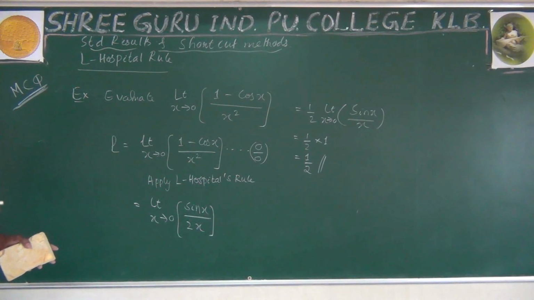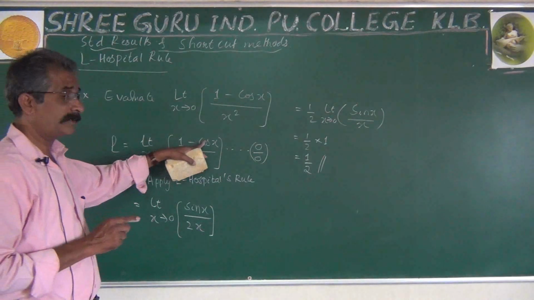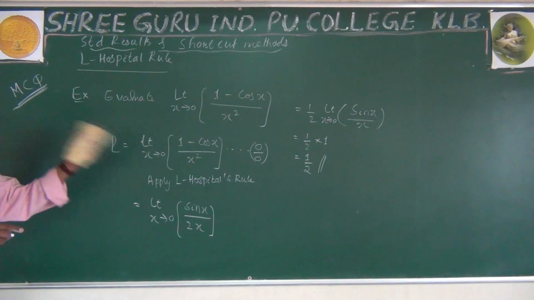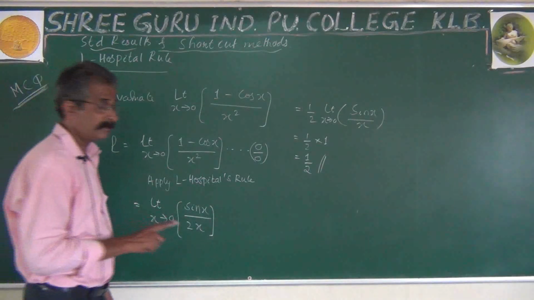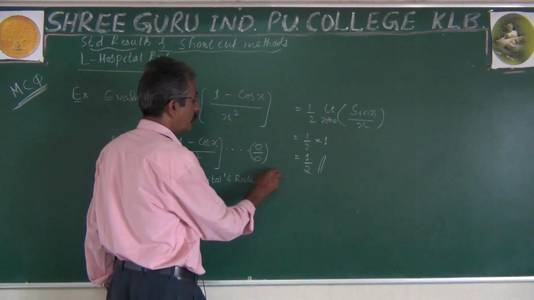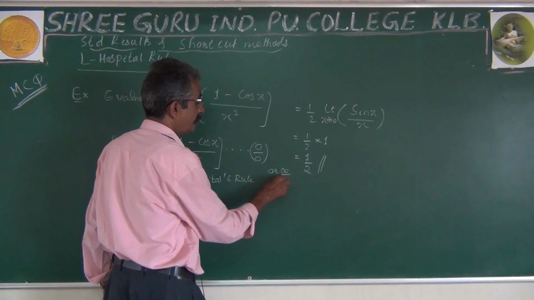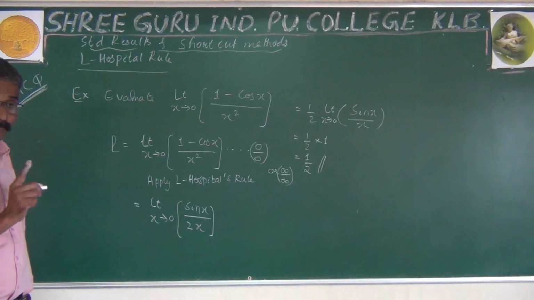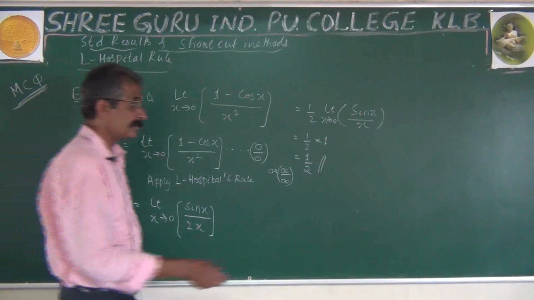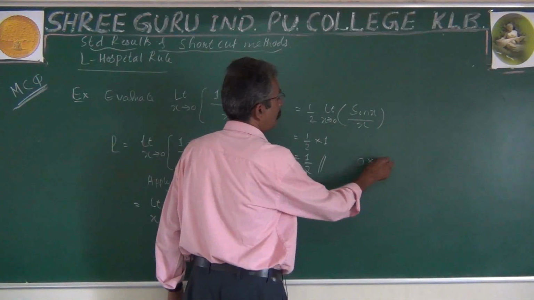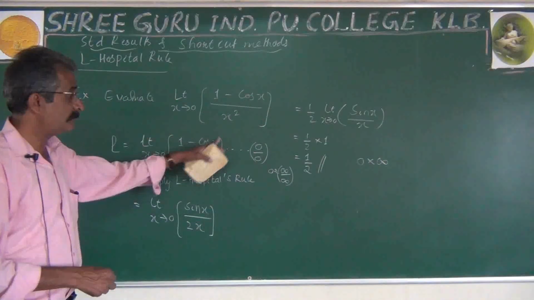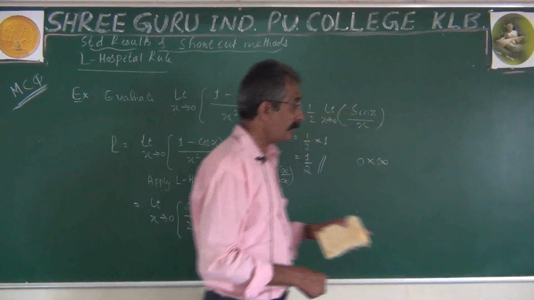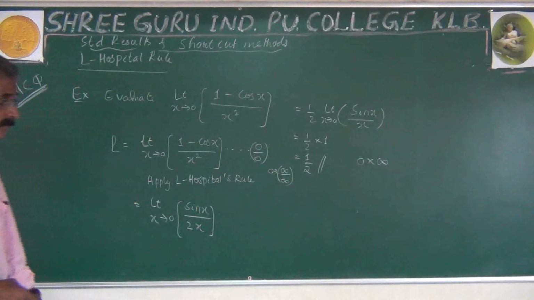And L'Hospital rule says that differentiate numerator separately, differentiate denominator separately, provided your limit must be either 0 by 0 form or infinity by infinity form. But in any other cases, L'Hospital rule cannot be applied. Keep in mind, suppose you got 0 into infinity form, you have to convert it into either 0 by 0 form or infinity by infinity form by suitable steps. Then you need to apply L'Hospital rule.